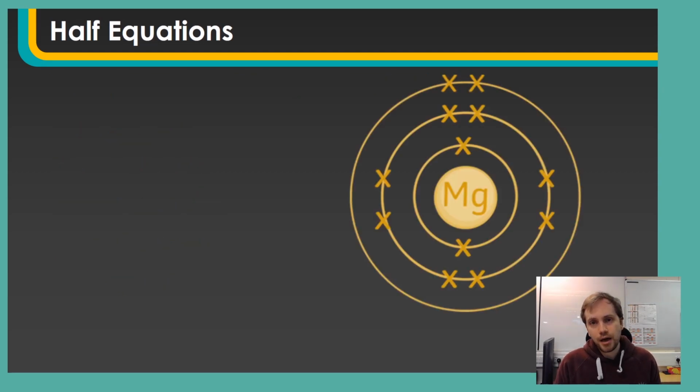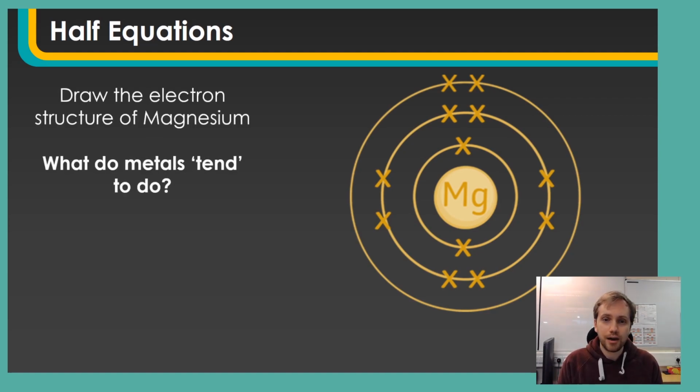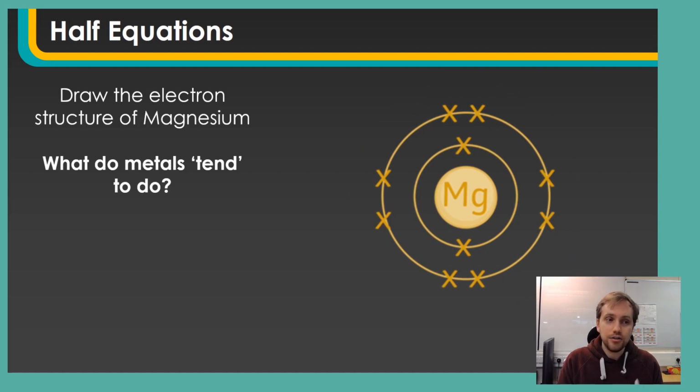We're going to be thinking about how metals are able to induce a voltage when they're put together in an electrochemical cell. To do that, we're going to start thinking about magnesium as an example of a metal. So what I'd like you to do is just quickly sketch the electron structure of magnesium and have a think about what do metals tend to do, particularly what do they tend to do when they react. And the answer to that is they lose their outer shell of electrons.